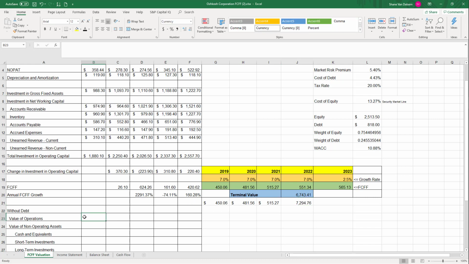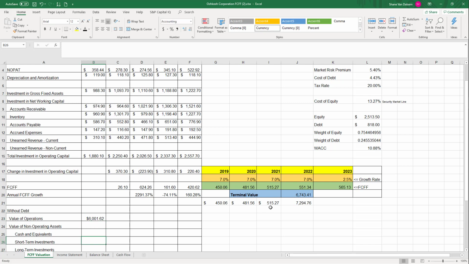So the value of operations right here is the present value of the future free cash flows of the firm. And in this case, it's going to include the $7.295 billion because that's the cash we could get, in theory, from selling Oshkosh's operations at that time. So in this cell, the value of operations, I'm going to put in NPV, open parentheses, the rate is the weighted average cost of capital. Then I'm going to highlight these cash flows. So I get a value of operations at the end of 2018 of right at $6 billion.